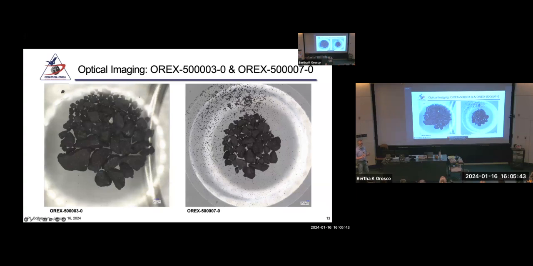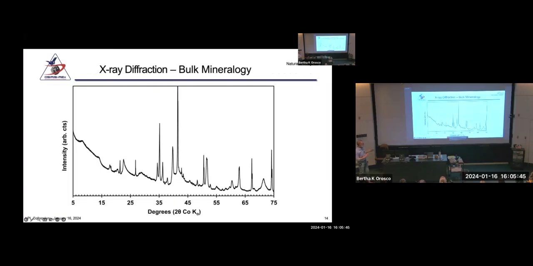So we have a lot of sample to work with here. All right, so what did we get? Let's take a look. Remember what we predicted: hydrated phyllosilicate clay minerals, carbonates, iron oxide magnetite, sulfides, and organic molecules. Here we're looking at an X-ray diffraction pattern.